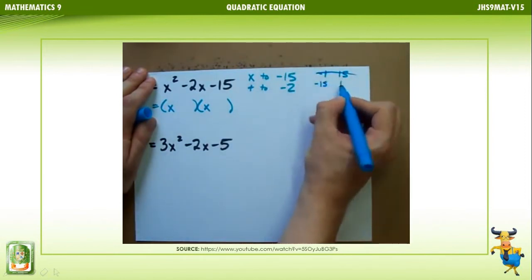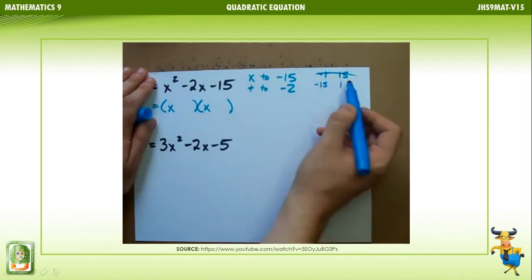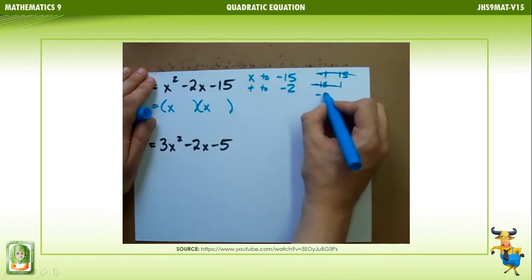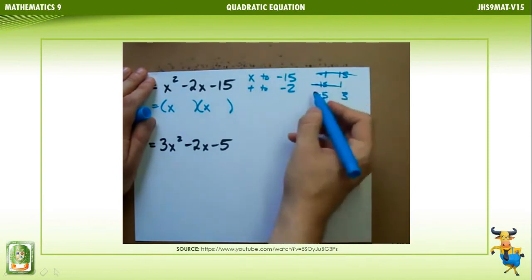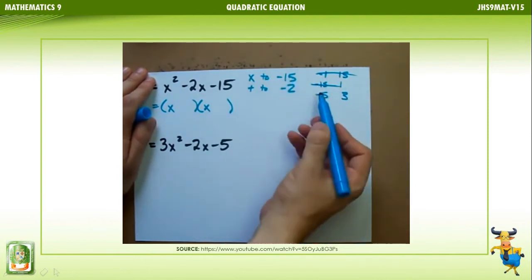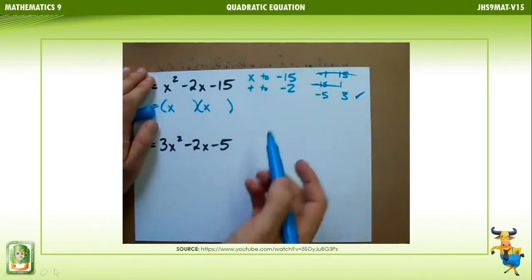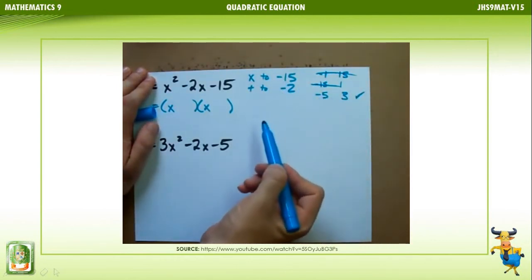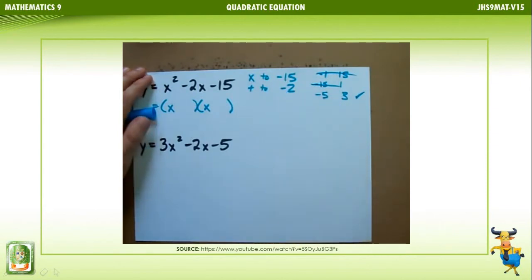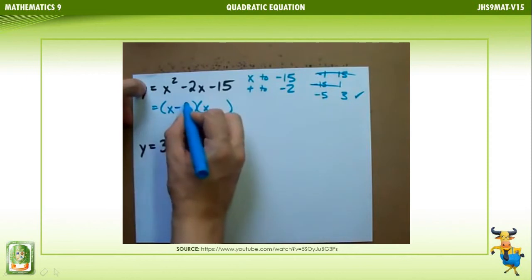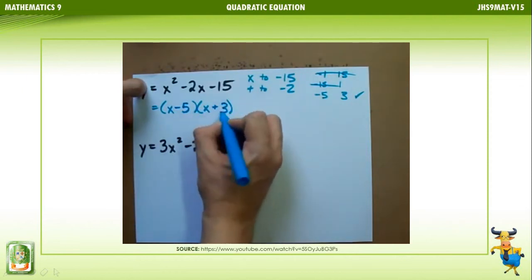What about negative 15 and 1? Well, those add to negative 14. That's no good. It needs to be negative 2. What about negative 5 and 3? Those multiply to negative 15, and they add to negative 2. Look at that. Those are the two. They multiply to negative 15 and add to negative 2. Negative 5 and 3.